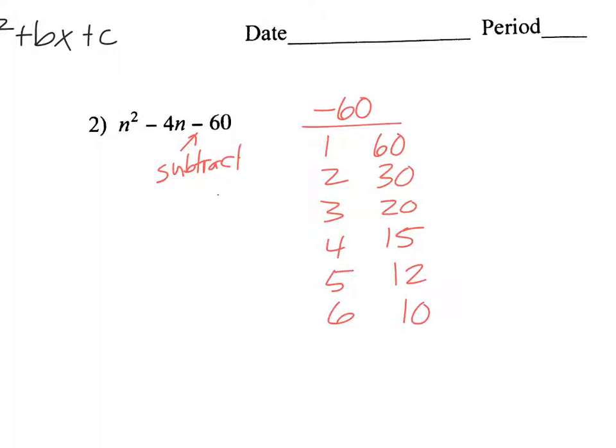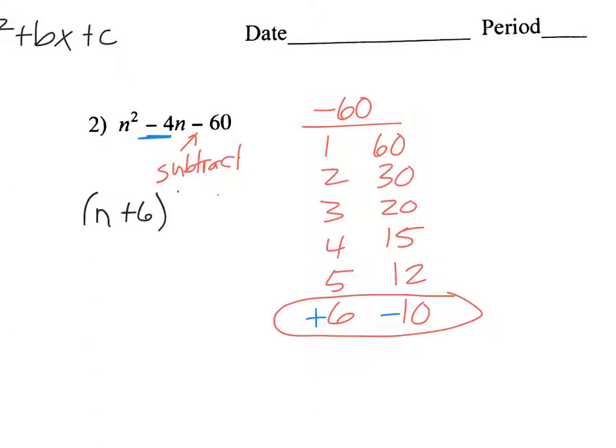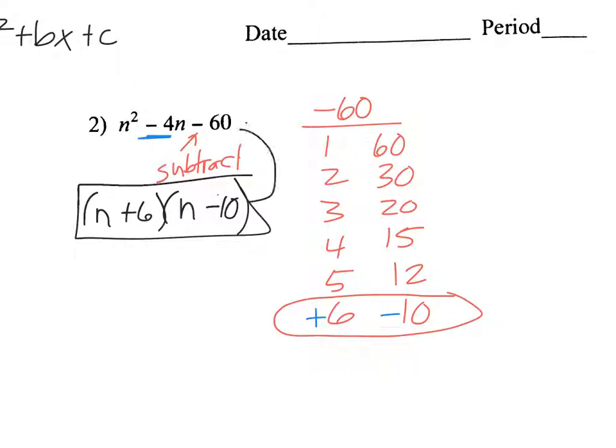Right there is where I'm going to stop, and the reason is because I have to end up with a negative 4. So a positive 6 and a negative 10 subtract to give me negative 4. So I have n plus 6 and n minus 10. If I were to multiply this out, that's what I would end up with. Now again, the idea here is to not have to do this, but if it's necessary, you do that. Hopefully we can get to a point where we don't need to.